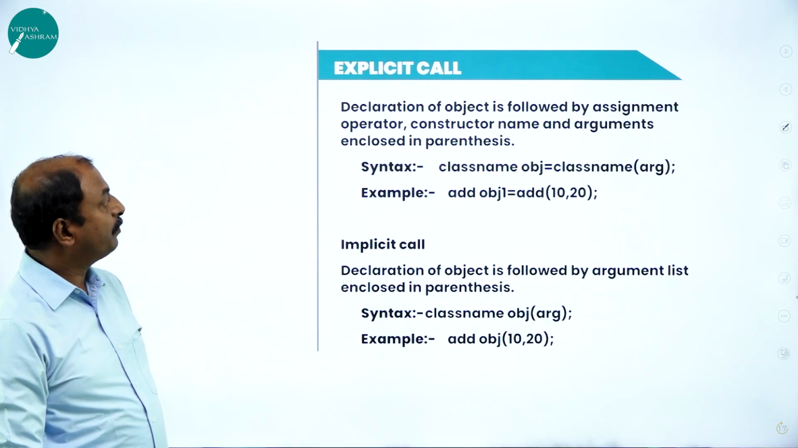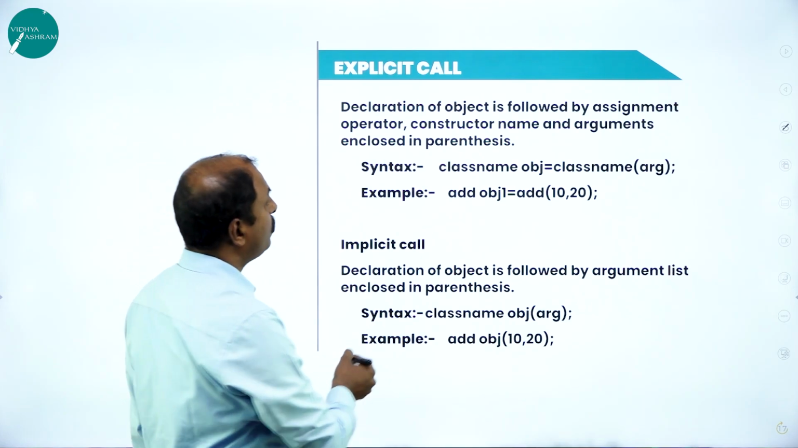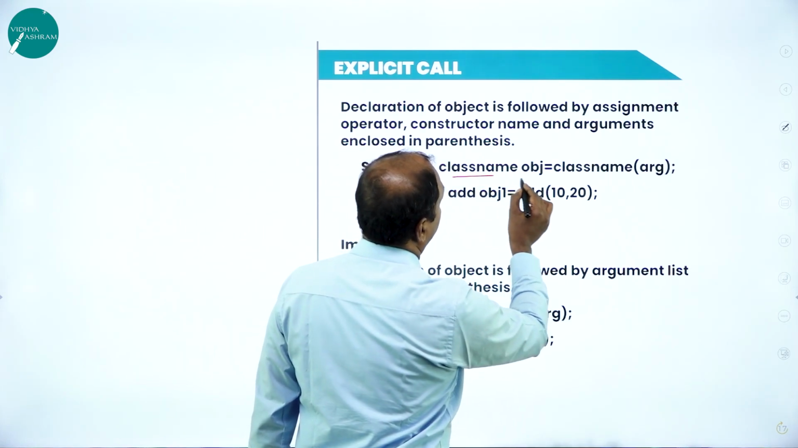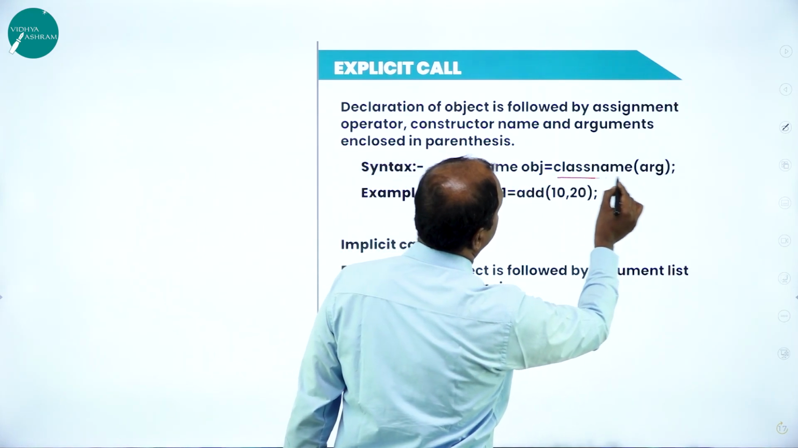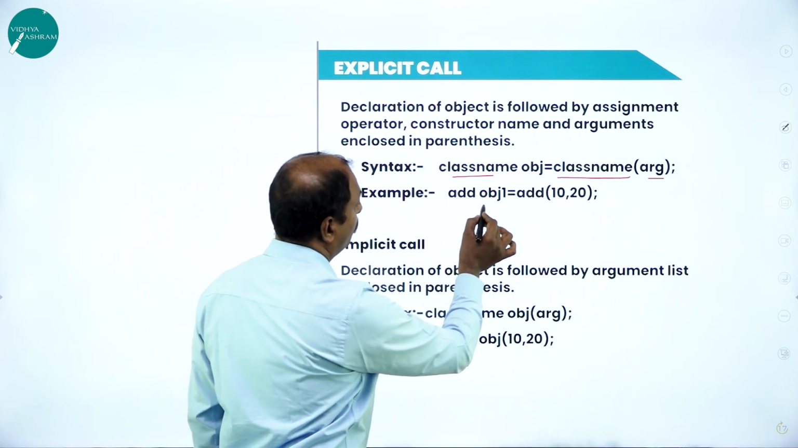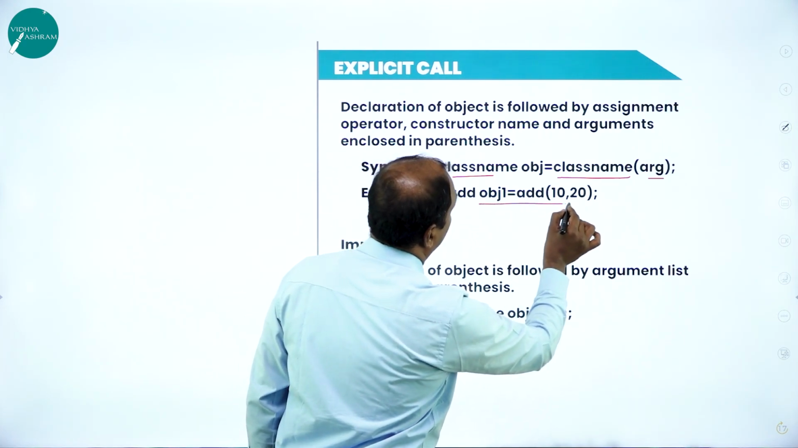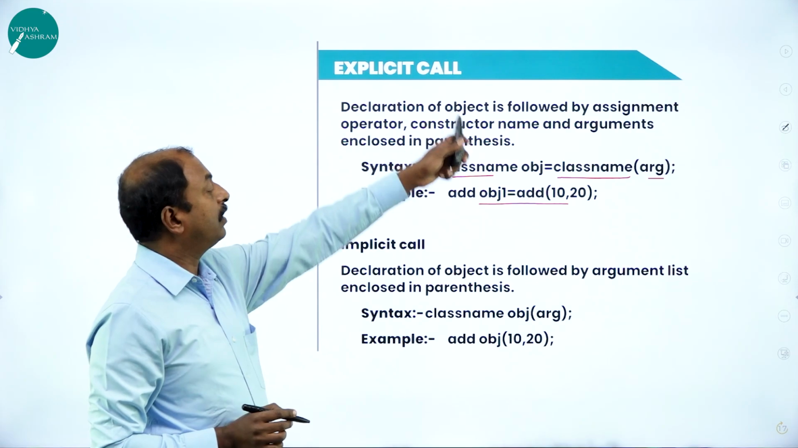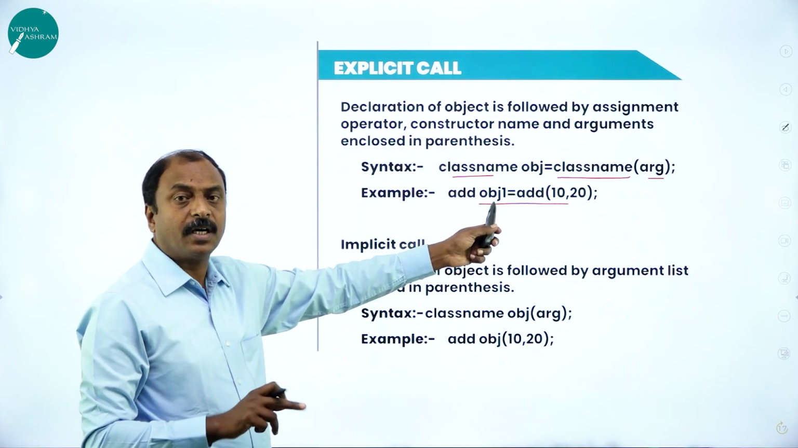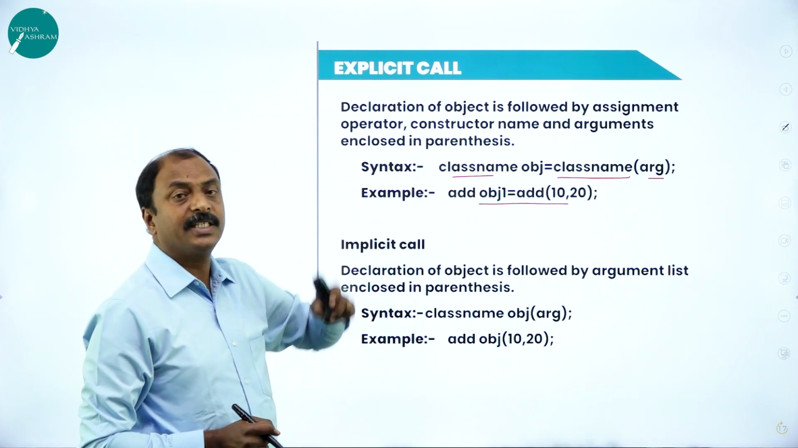Now let us see an example of an explicit call. Look at the syntax: class name, space, obj equal to class name with arguments. For example, add obj1 equals add(10, 20). So this is an explicit call, meaning the constructor is invoked explicitly. This is one method of invoking a constructor.